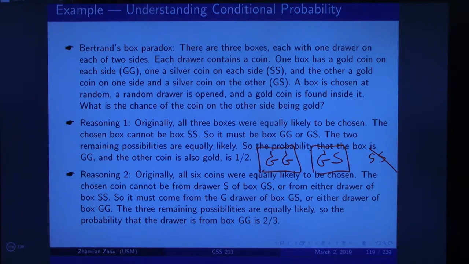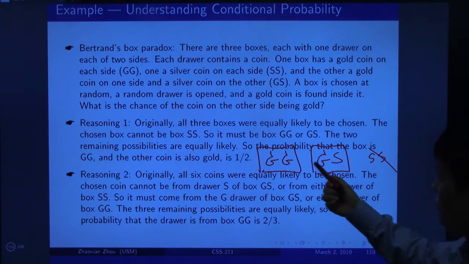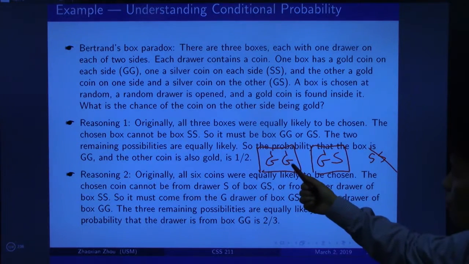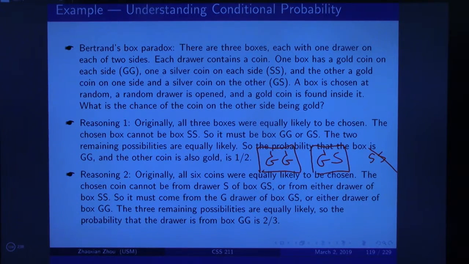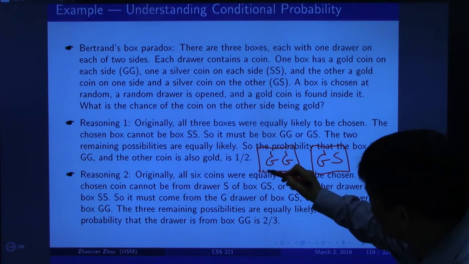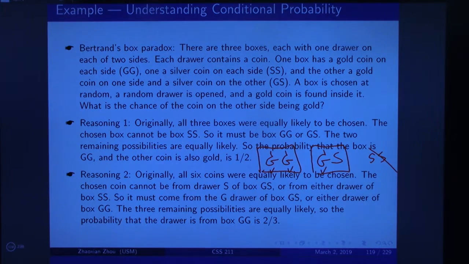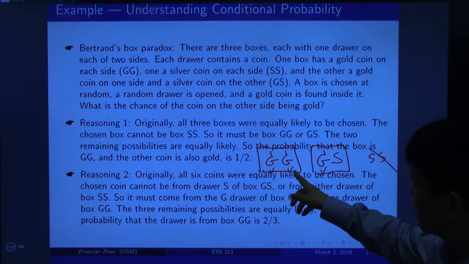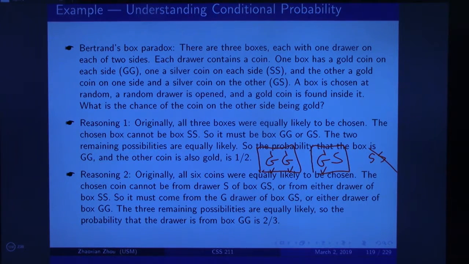When you open these drawers, it's totally random. That means you have the same probability to open this, this, this, or this. Now, you know when you open the drawer, it is gold. So it cannot be this one. It can only be this, this, or this, because you already found a gold. It cannot be this silver.